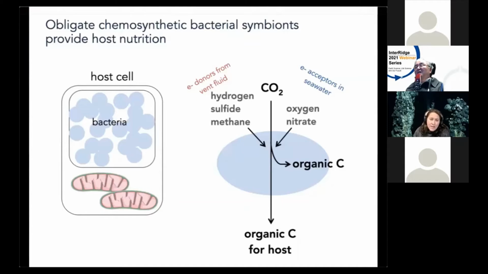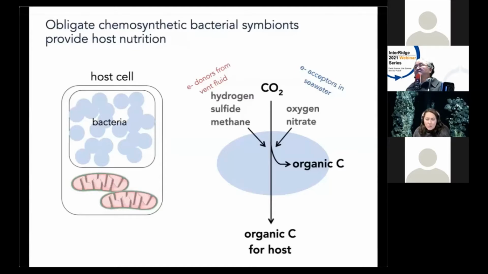for their nutrition. And so in many cases, these symbionts are living inside the cells of the animal, where they're using the electron donors from vent fluid, like the hydrogen, the sulfide, and the methane, pairing that with the electron acceptors that are found in just the surrounding seawater, like oxygen and nitrate. And that provides chemosynthetic energy to fix inorganic carbon into organic carbon, which is used for the symbiont for its own biosynthesis and growth, but also provides primary nutrition for the host. So these are obligate symbioses that the host needs in order to survive.